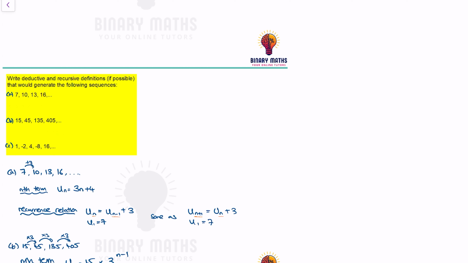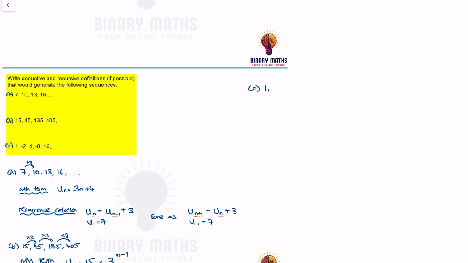Okay, to get a recurrence relation formula, I need to first obviously write down what the first term would be. My first term, u1, is equal to 15. To get un plus 1, I need to do 3 times the previous term. So that would be it.